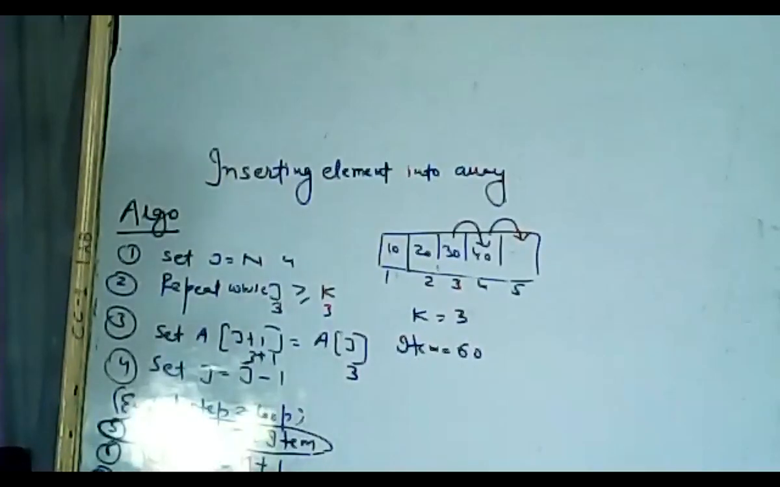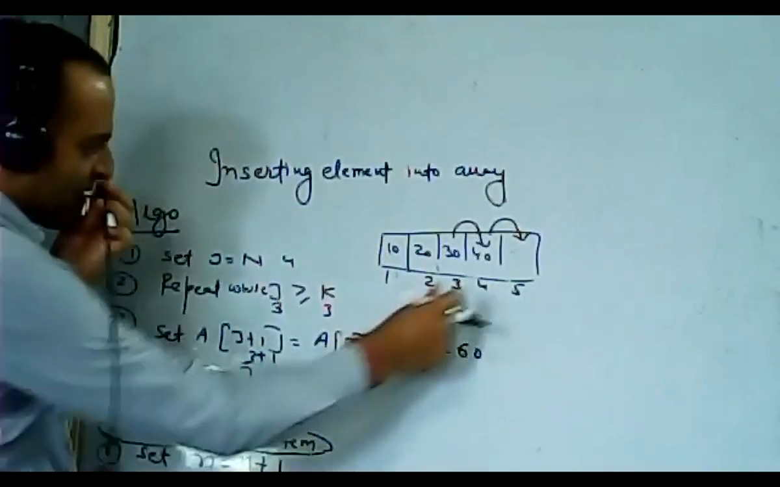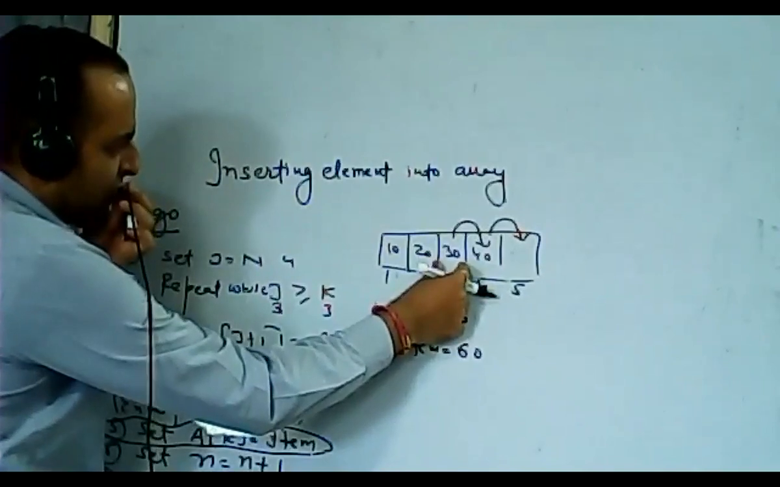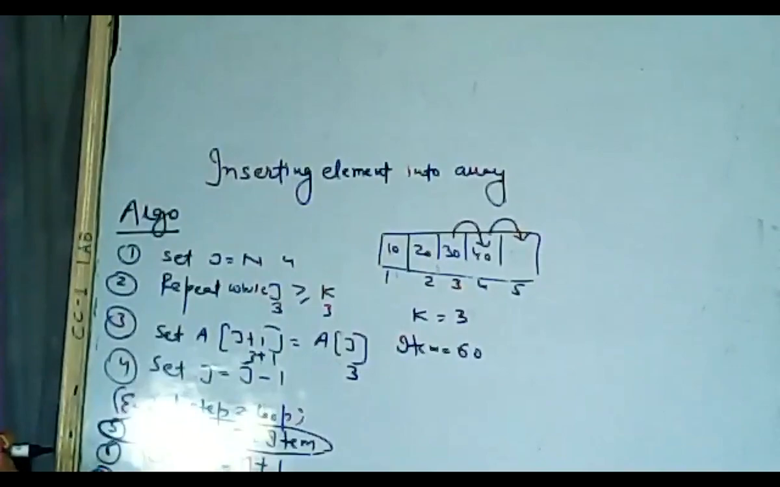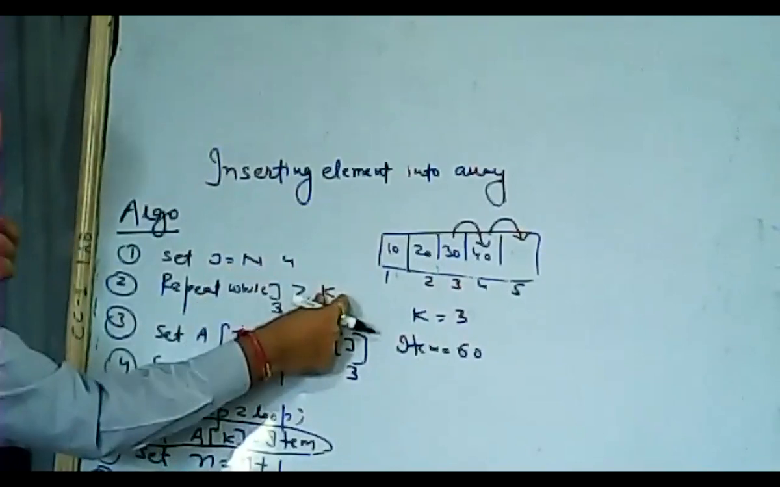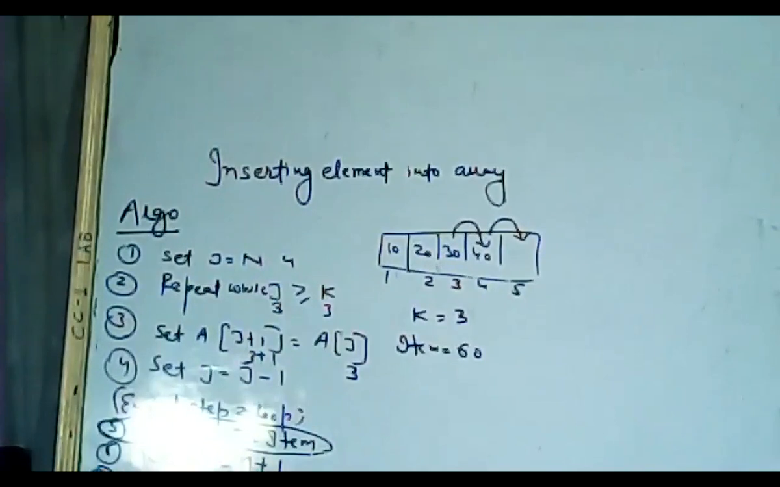So let us see the moral of the story. The moral of the story says that from the last position to the position where we have to insert the element, we have to shift all these elements. Yes or no? The algorithm is saying the same: from the last position to the position where you want to insert, you have to shift all elements.